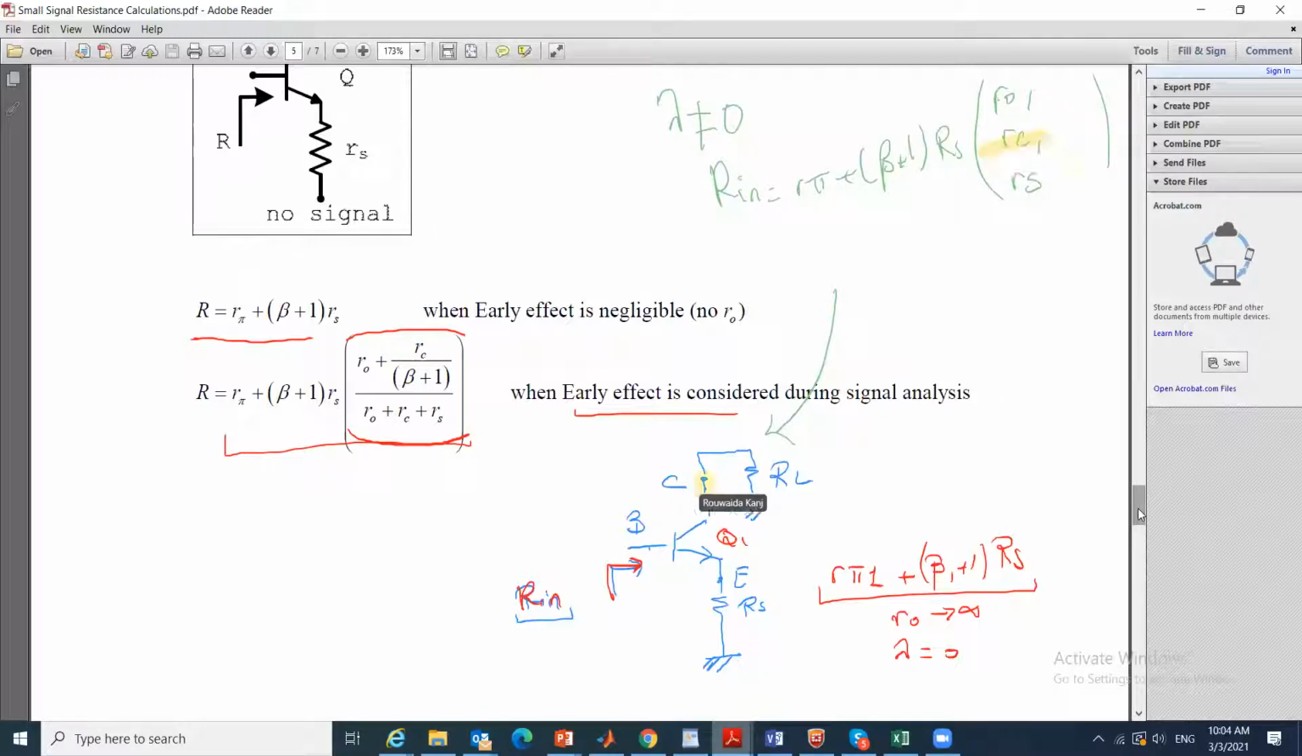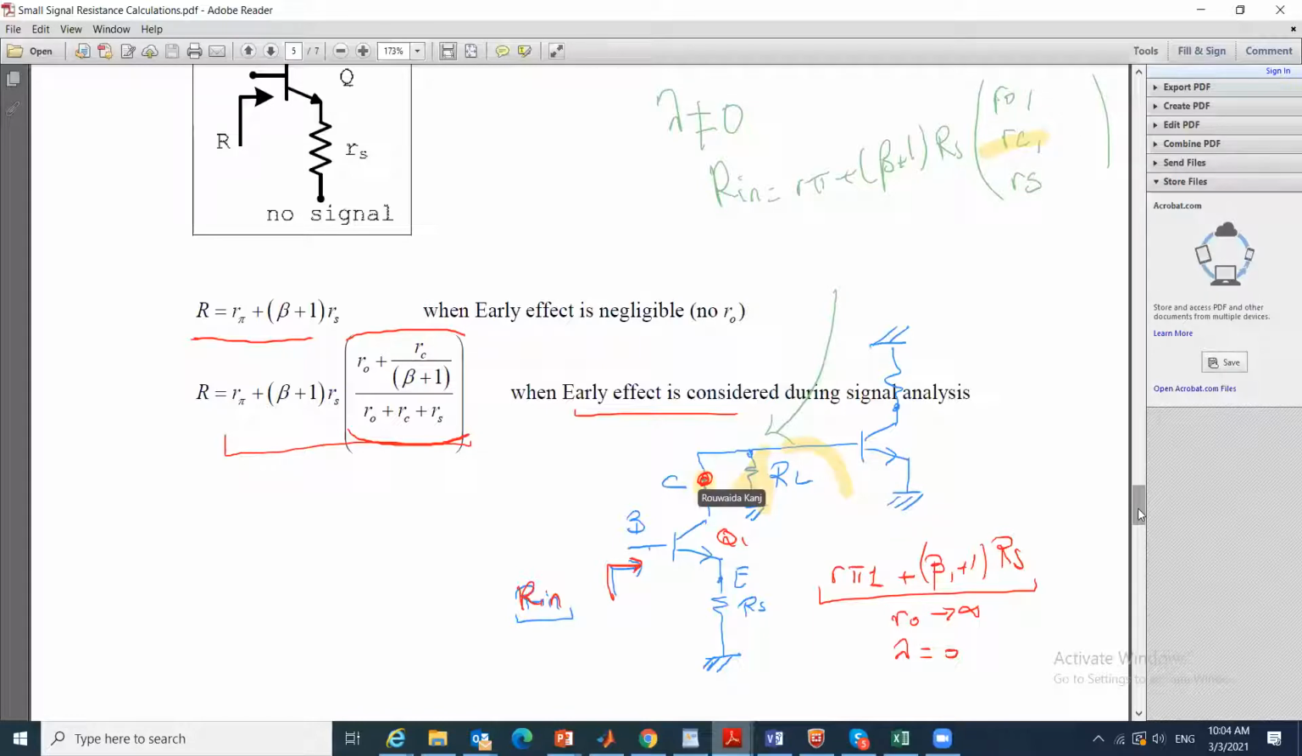RL. It's RL, exactly. So if I had another circuit that fed from this output node another BJT that is connected to ground, what would be the effective RC then? RL parallel to R pi. Exactly. So I want to see the Rn that is looking into the next stage as well.